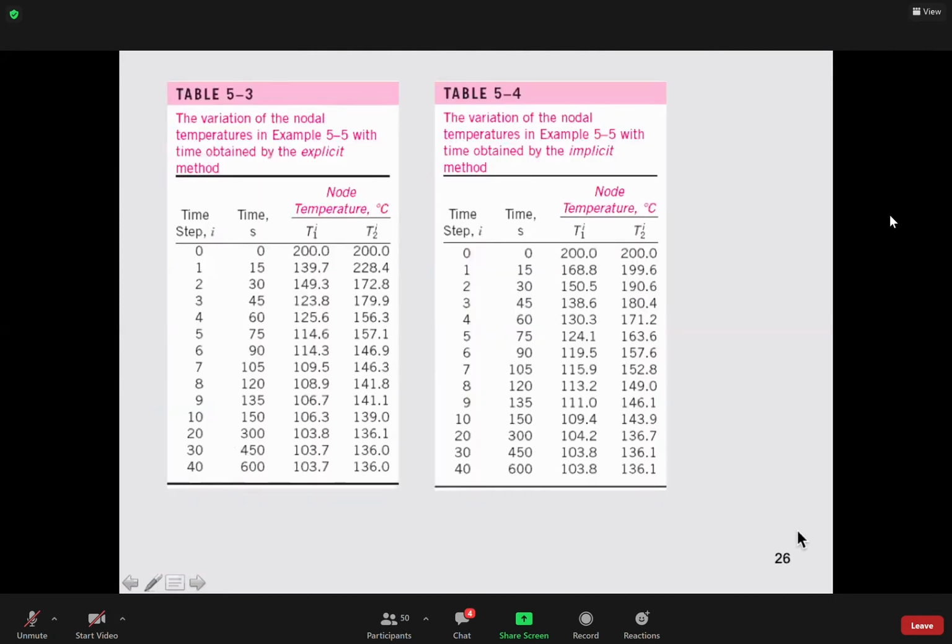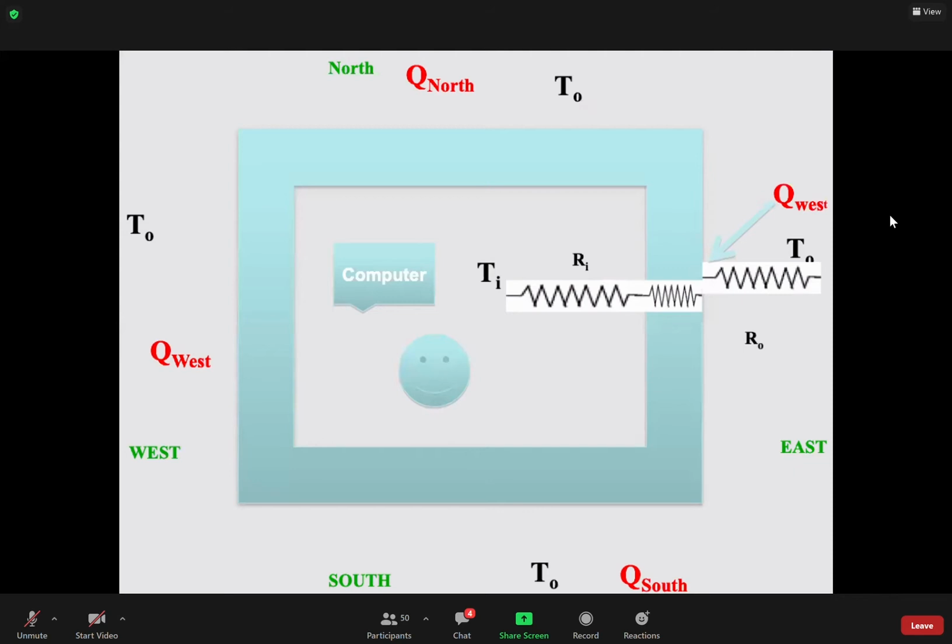Now, if I go back to the problem that we are trying to do, I'm going to spend some time to show you how to solve this problem. Again, it's the same thing that we had before. We have a room.